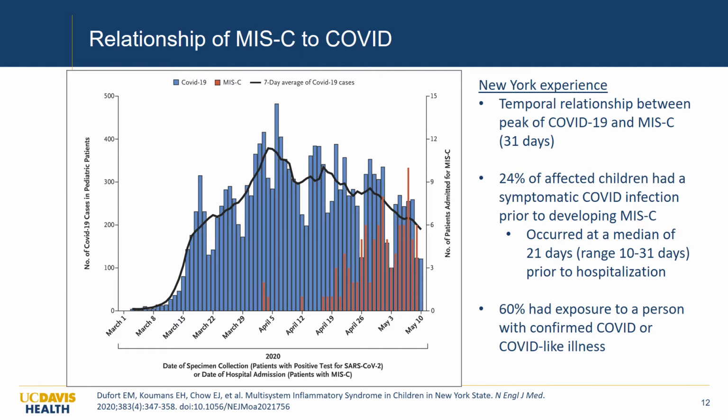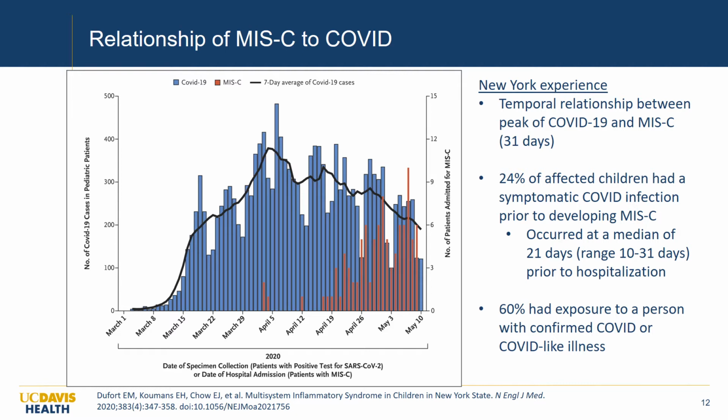And when they looked at the children who presented with MIS-C, about a quarter of them had had a symptomatic COVID infection. So 3/4 of them did not report having had a symptomatic COVID infection prior to then presenting with MIS-C. And the COVID infection occurred at a median of 21 days prior to hospitalization for MIS-C, but there was a range of about 10 to 31 days, which is why we now say that we think MIS-C occurs about 2 to 4 weeks after someone has had a COVID infection, whether or not that COVID infection was symptomatic or asymptomatic.